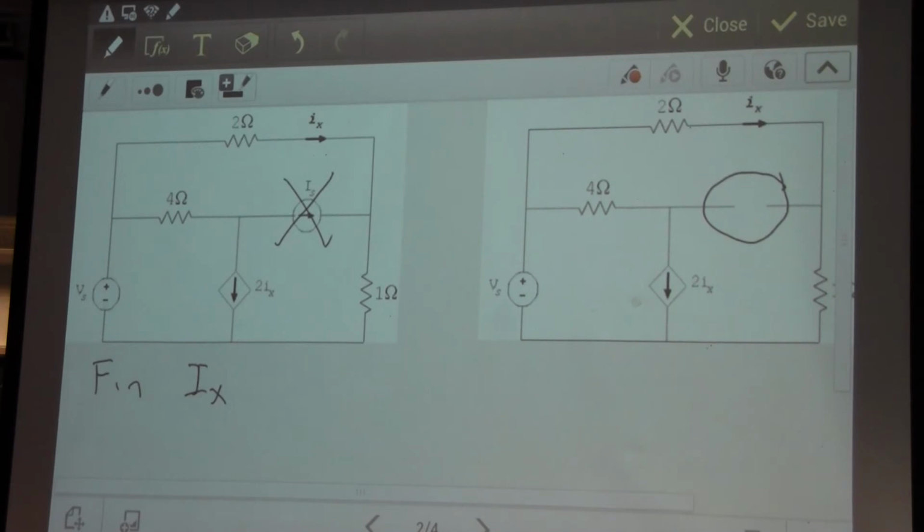We want to find the current Ix here. Now Ix, if you see, is the current that was flowing in the top resistor. And if you remember the way we defined the loop currents in the previous example, that's the same as I2. So I2 was going this way. So basically it's the same as finding I2. So we're going to find that current.